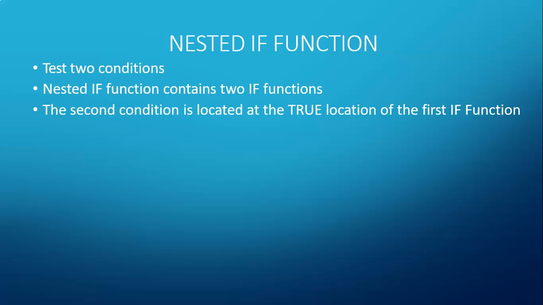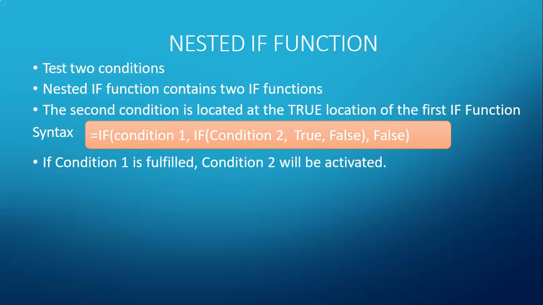And the nested if function tests two conditions, only two conditions. So the nested if function actually contains two if functions, and the second condition is located at the true part of the first if function. The syntax is like this. Equals to if, then condition 1, comma, and then you put again if, open bracket, condition 2, comma, true, false, close bracket, comma, and what is the result for false.